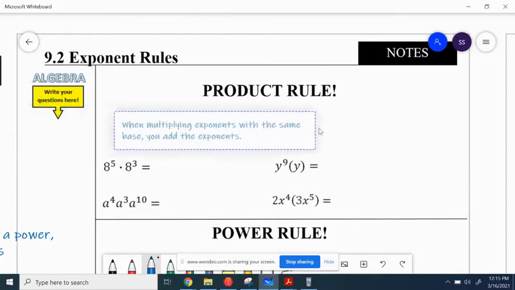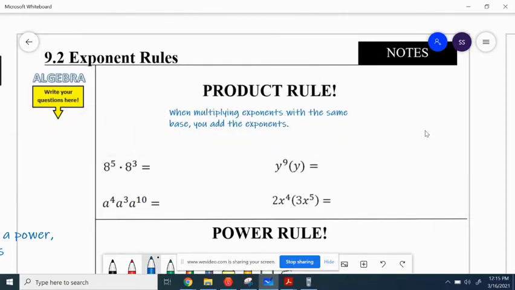So I want you to go ahead and pause the video and write this down. When multiplying exponents with the same base, you add the exponents, okay? So key things here. It has to have the same base. And the key is that we're going to add when you're multiplying exponents. All right, so let's look at an example. Hopefully this will make more sense.